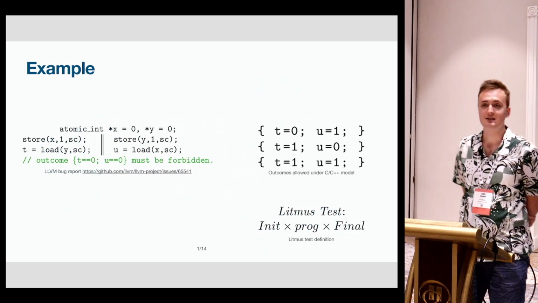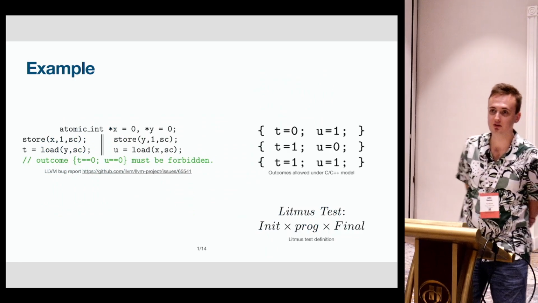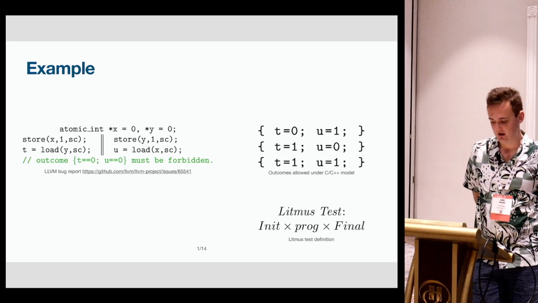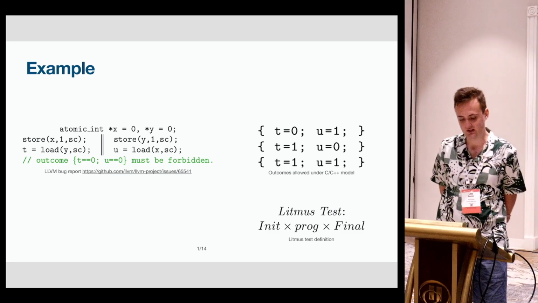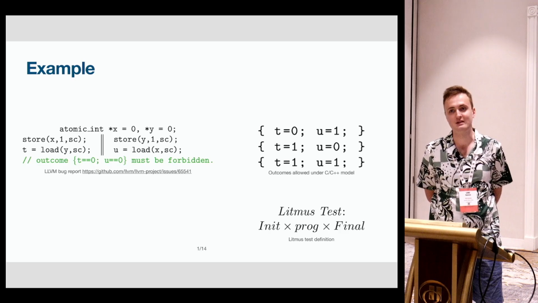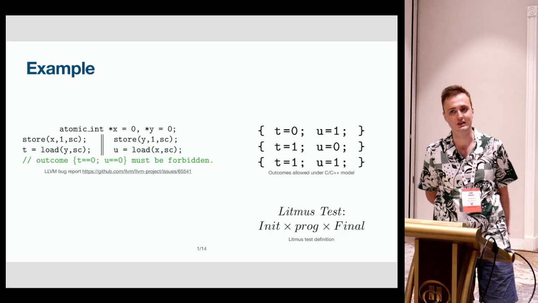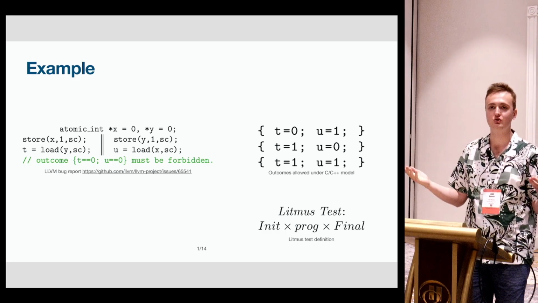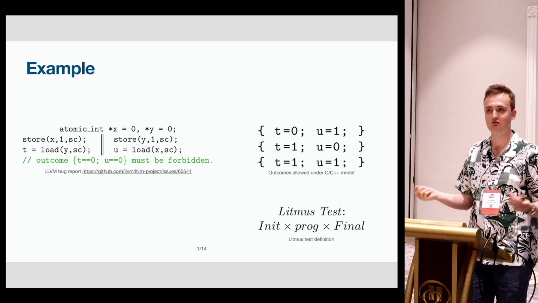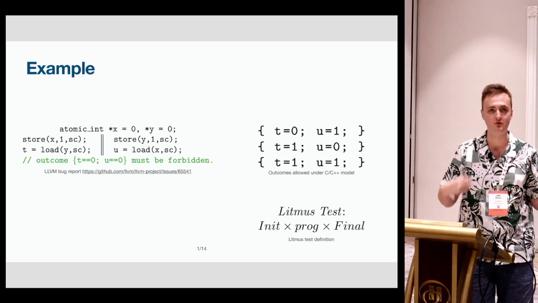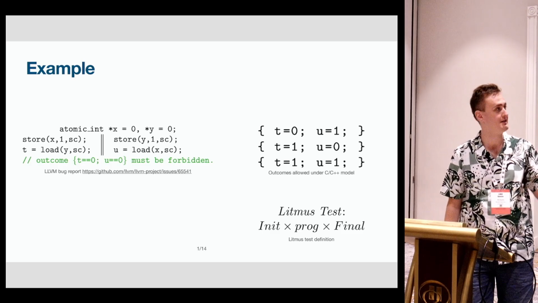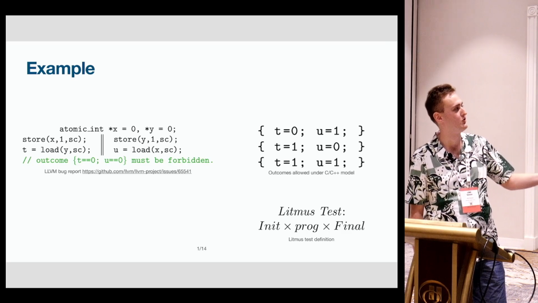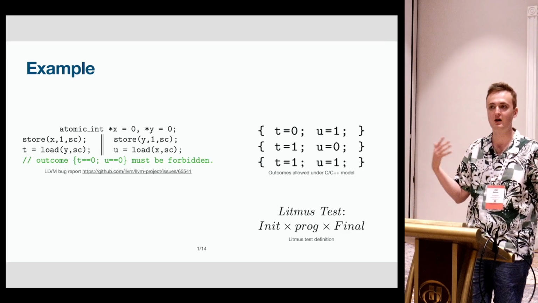According to the C standards, so ISO C or C++, the answer is no. You should not observe that 0,0 outcome. And this is because essentially ISO C has a chapter that specifies the allowed concurrency behavior of these atomic loads and stores. And that gives rise to the semantics of these final outcomes. So on the right here, this syntax is quite terse, but that is essentially a set of assignments to T and U. So each one of those is one of the possible outcomes allowed by C or C++.